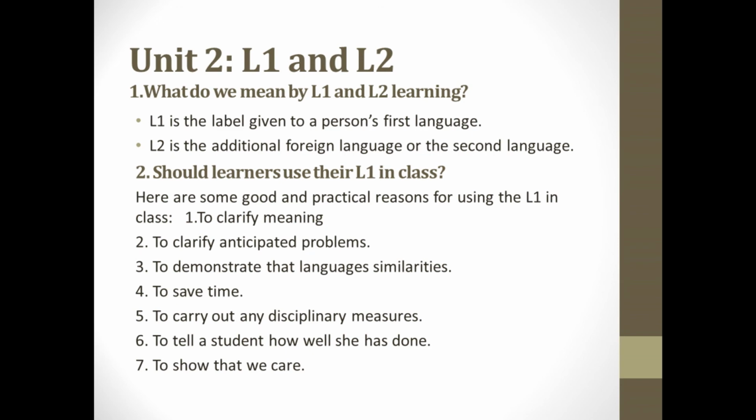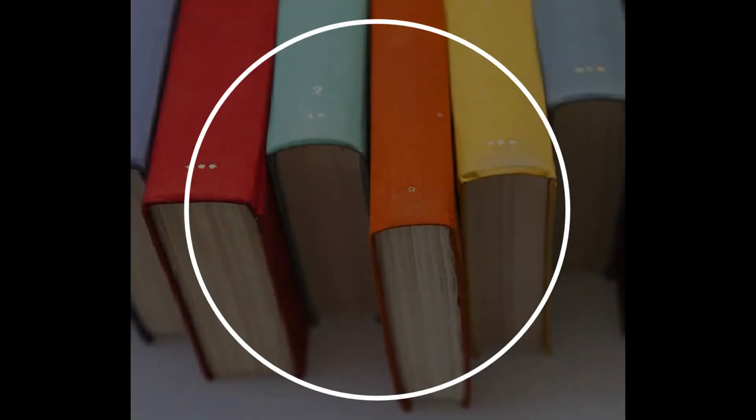Number 6, to tell a student how well she has done, and it's also connected to number 7, to show that we care. Students would be happy if they see that we are learning their language, just to give them some positive comments. They would be very happy to see that we learned their language and how much we care for them.